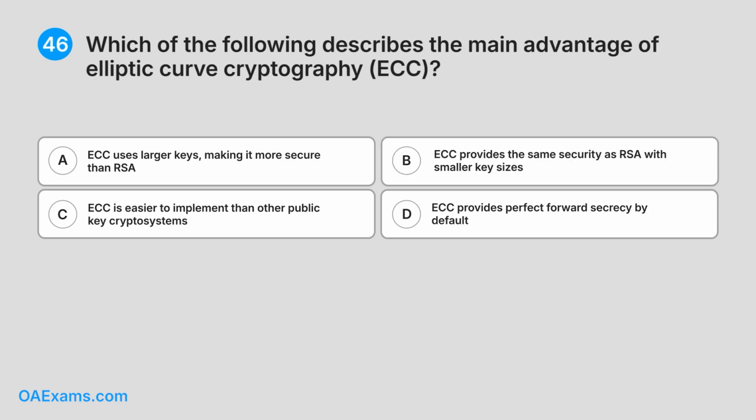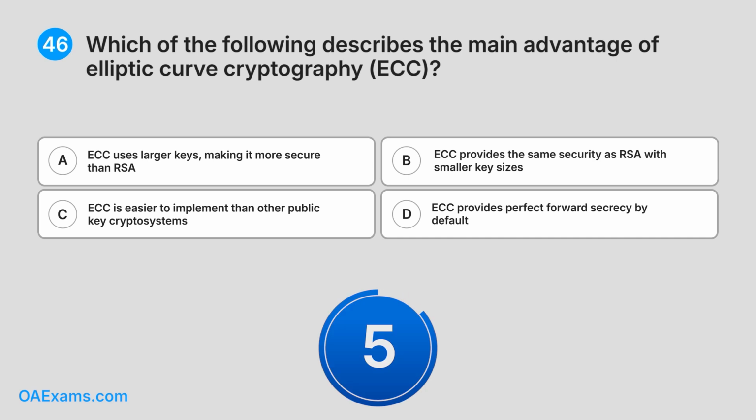46. Which of the following describes the main advantage of elliptic curve cryptography, ECC? A. ECC uses larger keys, making it more secure than RSA. B. ECC provides the same security as RSA with smaller key sizes. C. ECC is easier to implement than other public key crypto systems. D. ECC provides perfect forward secrecy by default. What do you think is the answer?